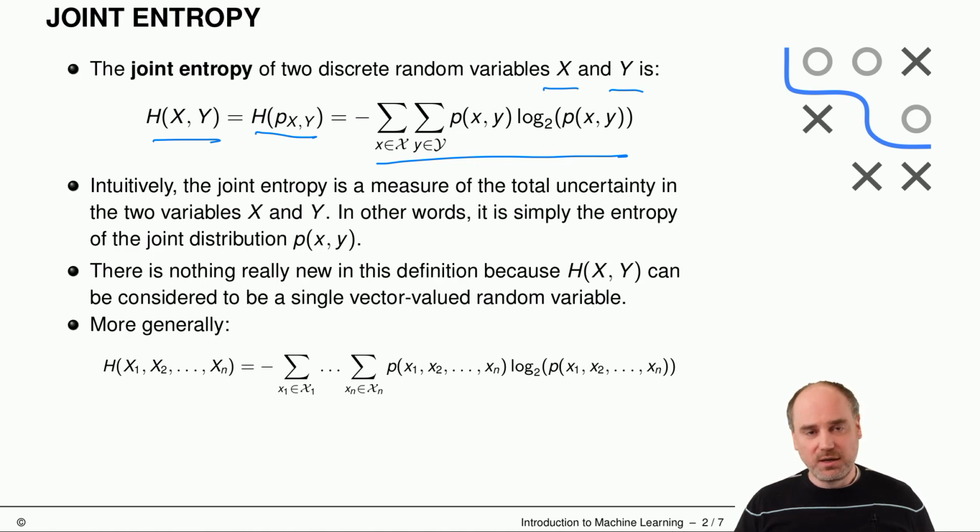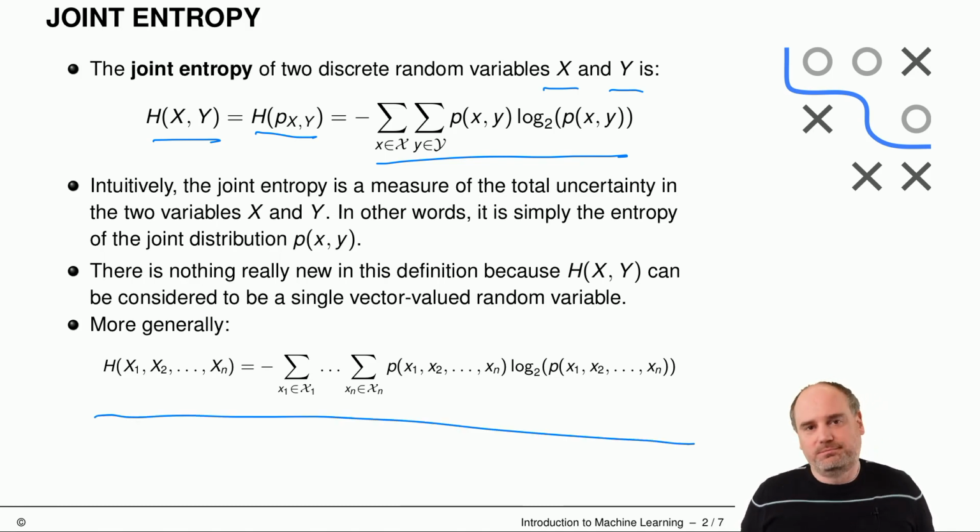So I won't read out the formula. It's a straightforward extension of what we've seen before. This should be immediately plausible to you. This is also very consistent with what we did before. We could even see this as the entropy of a single vector-valued random variable, where we sum over all of the combinations of events from x and y. Of course, we can also do this for more than two random variables, and this simply results in higher dimensional sums, so to speak, over the probability mass function. So nothing too surprising going on here.